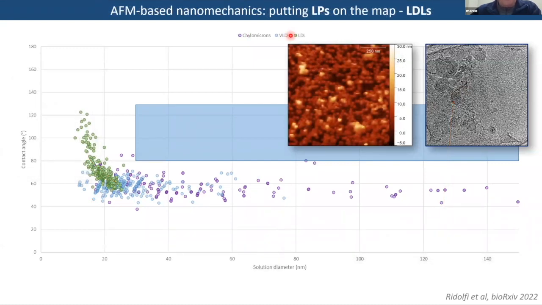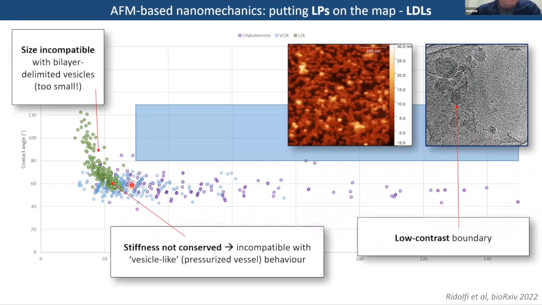The next one were LDLs. Here, for the first time, we are well below the threshold of possible putative EVs because we are always under 30 nanometers. And also for the first time, we get a mechanical behavior which is definitely not the one of intact vesicles. The cluster is also almost vertical, or should I say clusters, perhaps, because there seems to be two clusters here. And for the first time, also, we don't have a high contrast boundary at the cryo-EM, okay?